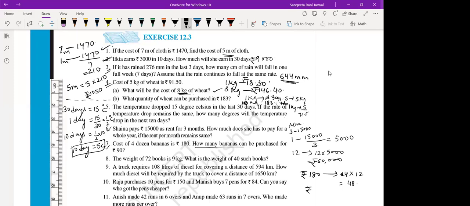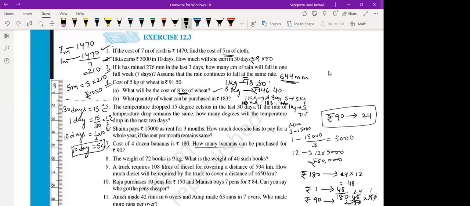So that means you have to find for 90 rupees. So in 1 rupee, how many bananas will you get? 48 by 180. Yes, ma'am. So for 90 rupees, how many bananas will you get? 48 by 180 into 90. Okay, ma'am. So when you cancel this, 10 and 10 get cancelled. 9 ones are 9, 9 twos are 18. 2 twos are 4, 2 fours are 8. So we get 24. Okay, this is what we got, the same answer. So that means in 90 rupees, you can get 24 bananas.